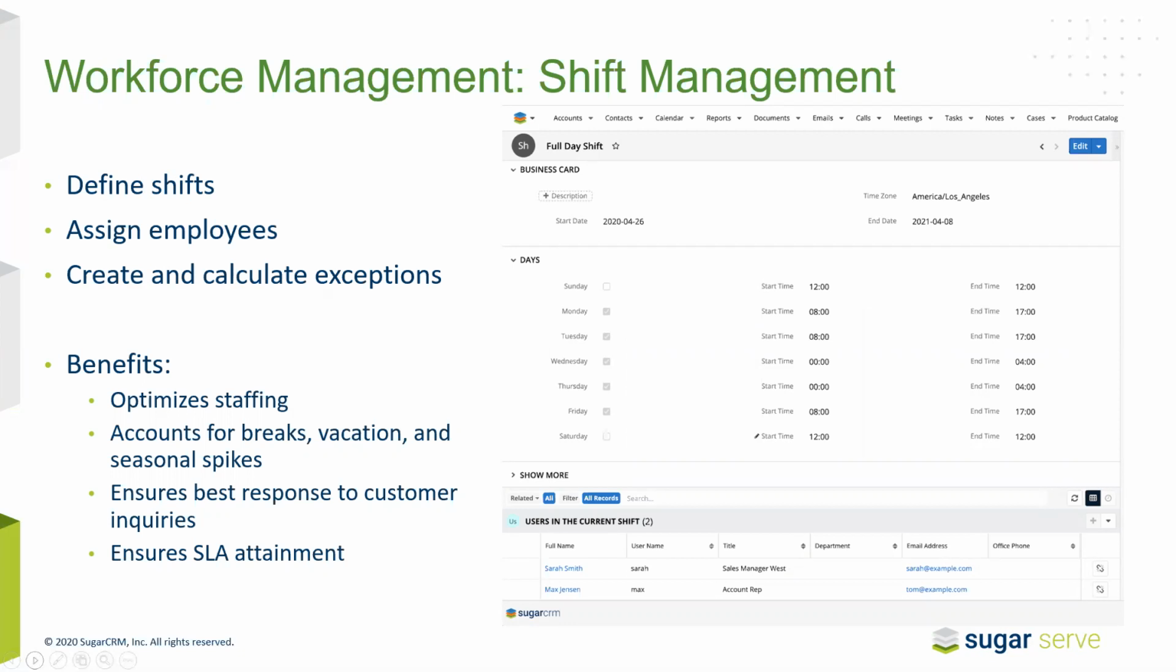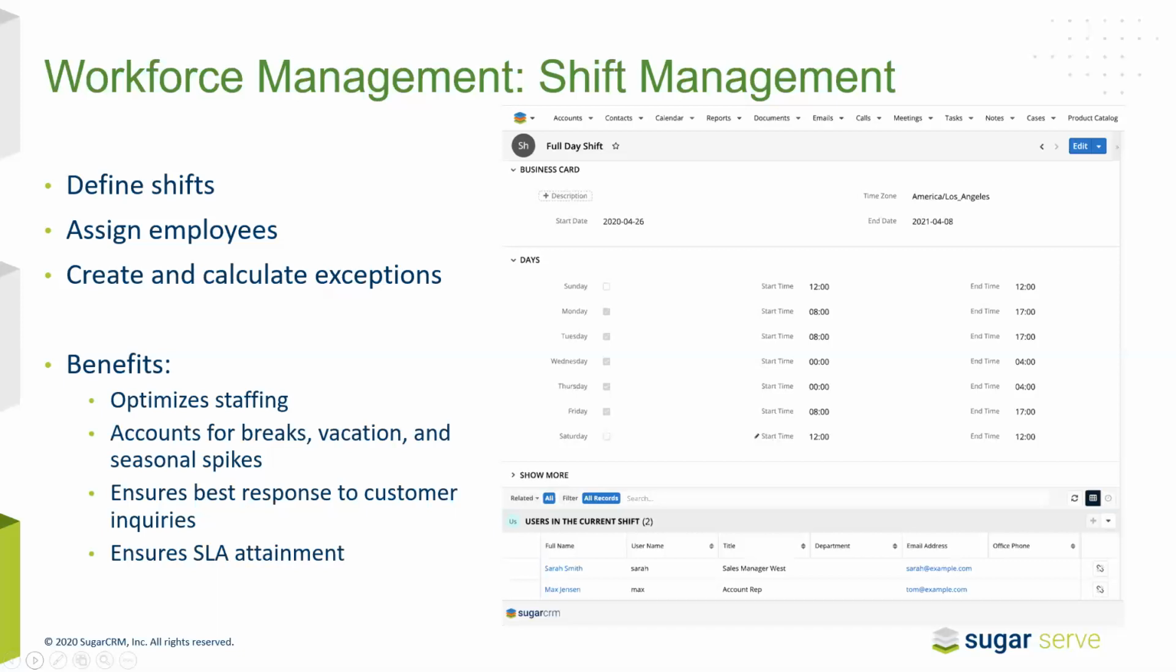So we're talking about SugarCRM now, and in the time-aware category, one of the things we're doing is adding the notion of shift management for workforce management. Employees tend to work in shifts, and the hours of those shifts can vary by region or by business unit. What we're giving you the ability to do is to define shifts, to assign employees to those shifts, and then create and calculate exceptions, things like people going on PTO, company holidays, things like that.